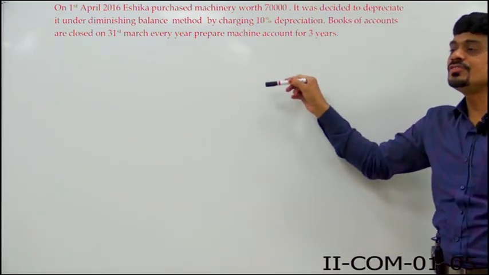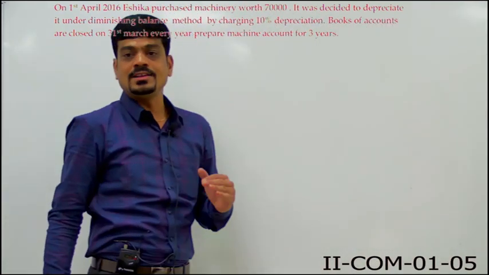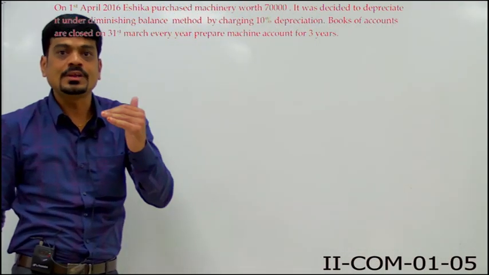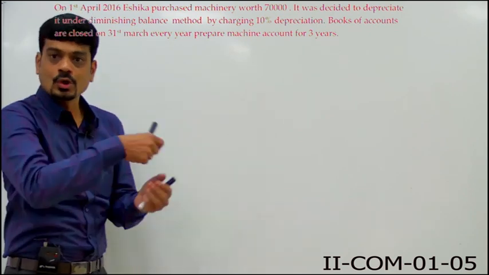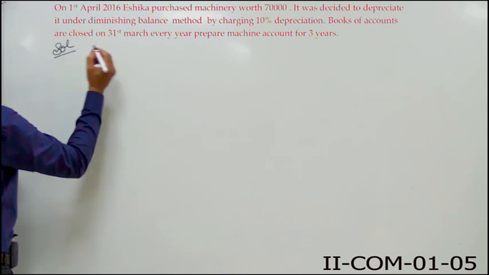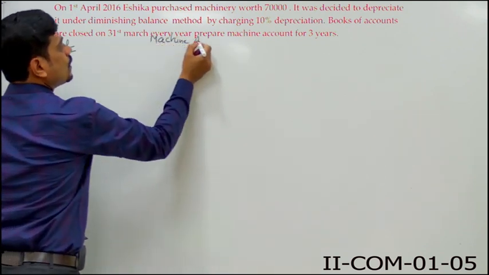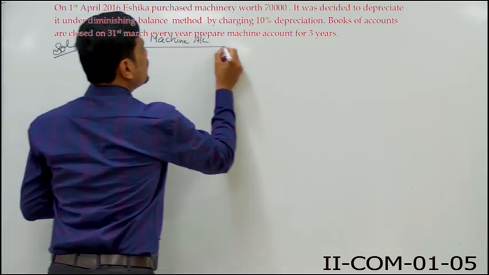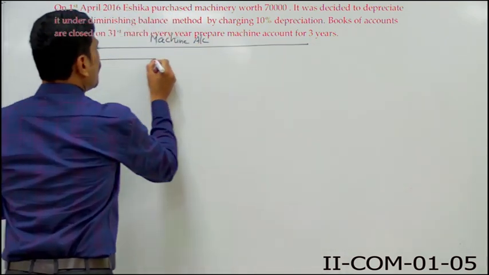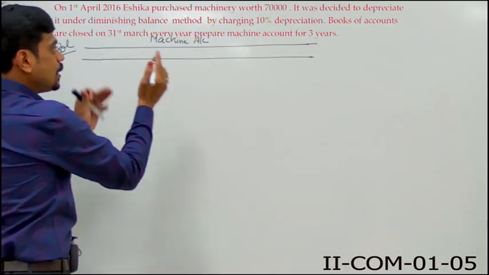In diminishing balance method, the amount of depreciation will change. So as it is, we are going to solve the problem. Solution. Again, account as it is. Then draft the account. Always, in the last class I told you the technique: draw the line, fold the page.